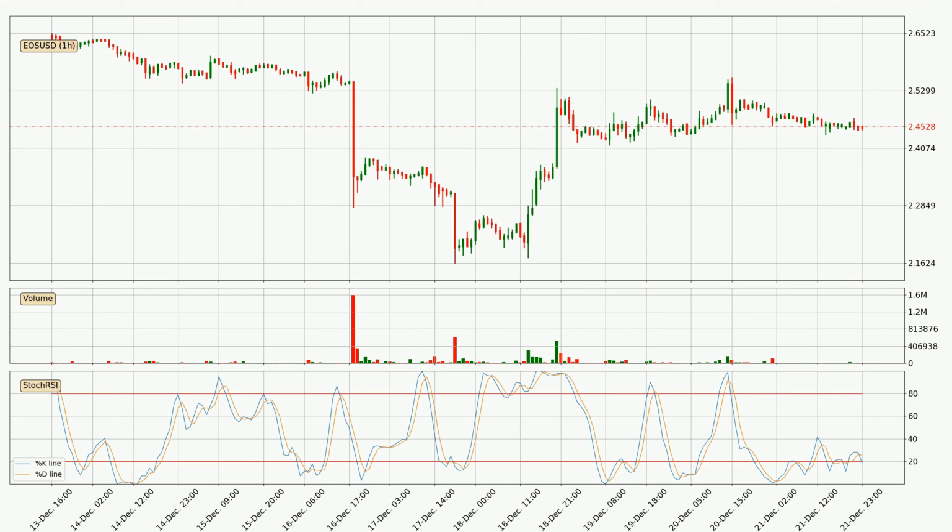Now looking at the current hourly stochastic RSI, there are no signs of the stochastic RSI being oversold or overbought at this time, but we can see that the trend is currently going down because the K line is below the D line.